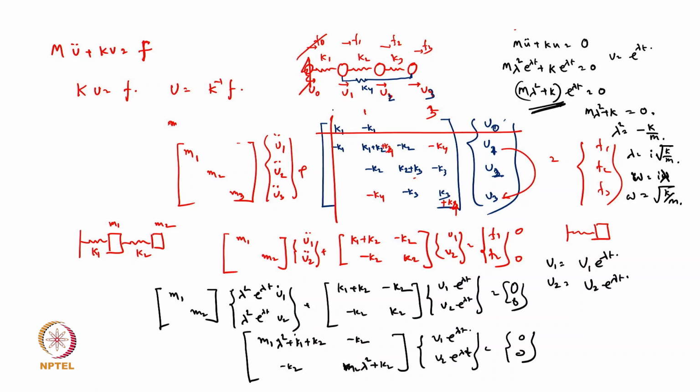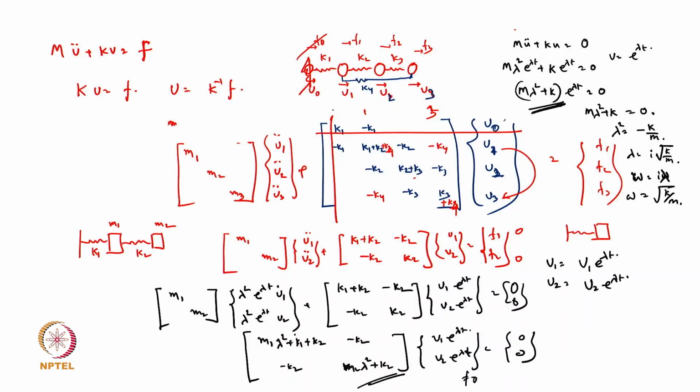Now if your solution is a non-trivial solution, then this cannot be 0, because if this becomes 0, that means either U1 or U2 is 0, or U1 and U2 both are 0, or e to the power lambda t becomes 0. E to the power lambda t cannot be 0. And if U1 and U2, the amplitudes, become 0, then you are just solving for 0. That also makes no sense. So you can say that this becomes your characteristic.